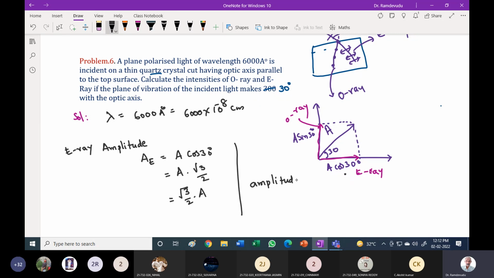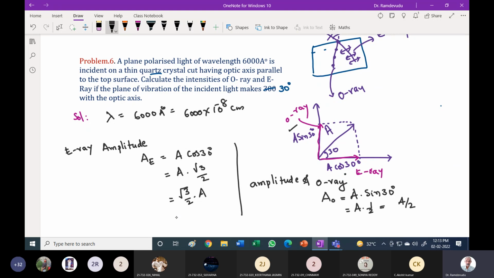If I want to calculate the amplitude of O-ray, I represent it as 0. So this is the perpendicular component. This is O-ray. Therefore, I'll write A sine 30 degrees. So A of sine 30 is how much? Sine 30 degrees is 1 by 2. Yes, so it is A by 2.